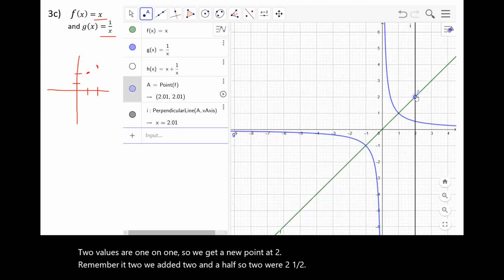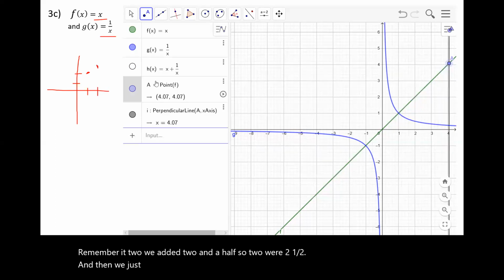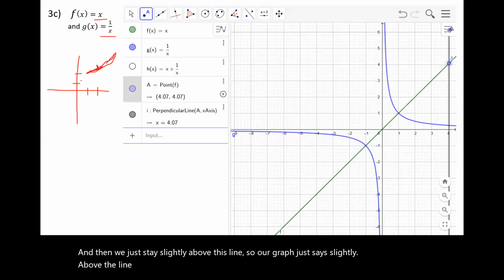And then we just stay slightly above this line. So our graph just stays slightly above the line. Looks a little bit like that. So it's running along the y equals x line. Stays above it, gets a little bit closer.